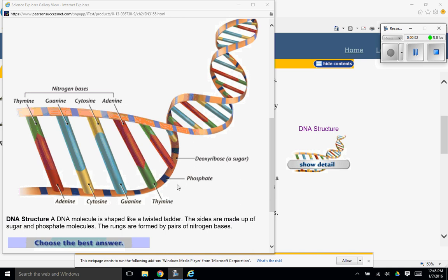Other parts of the DNA structure: phosphate is this blue area here, and deoxyribose is the tan part, which is a type of sugar. So not only is glucose a type of sugar, deoxyribose, or DNA, is a type of sugar, or at least it has a type of sugar in it. All right, let me close this window.